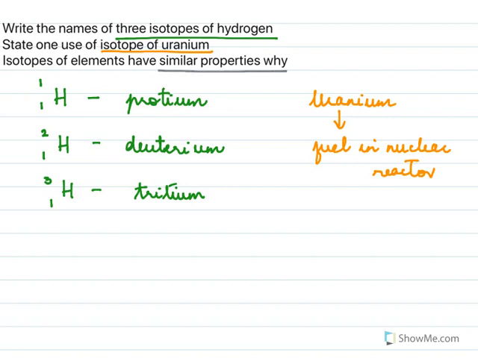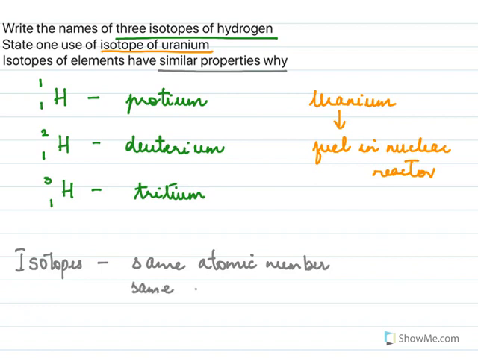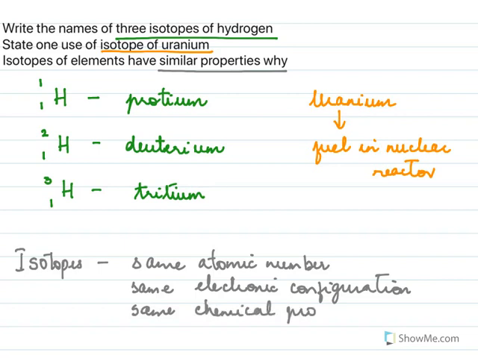Next, isotopes have similar properties. Now why do isotopes have similar properties? It is because, first, isotopes have the same atomic number, and because they have the same atomic number, they have the same electronic configuration. And since they have the same electronic configuration, they have the same chemical properties. Atoms that have the same valence electrons have similar chemical properties.